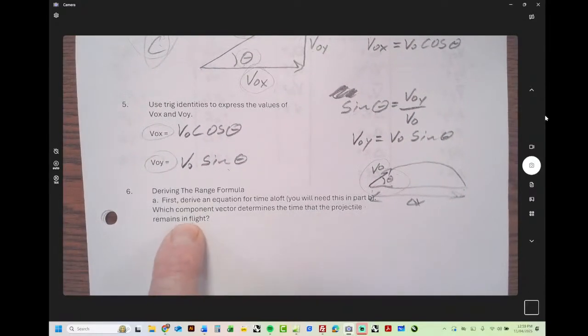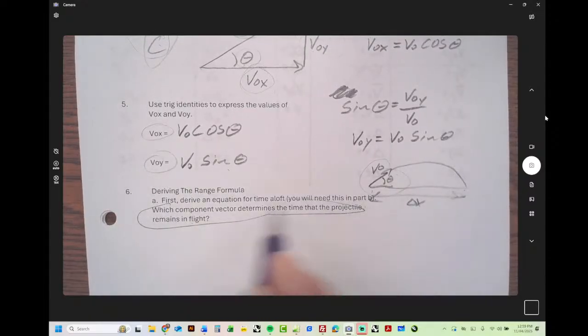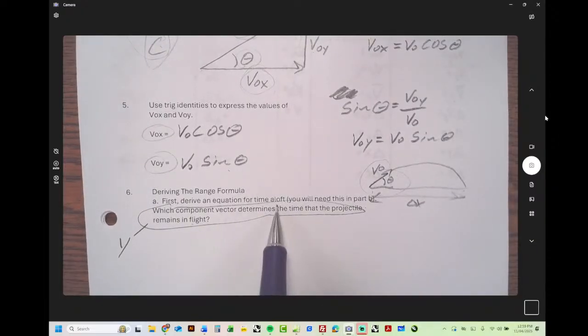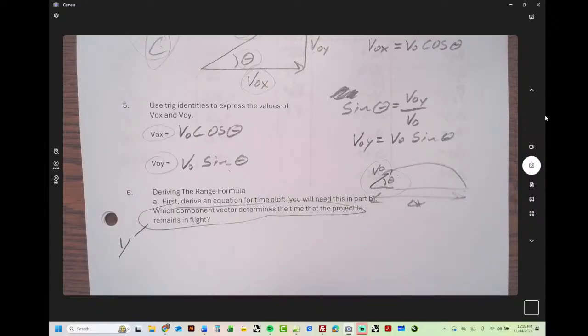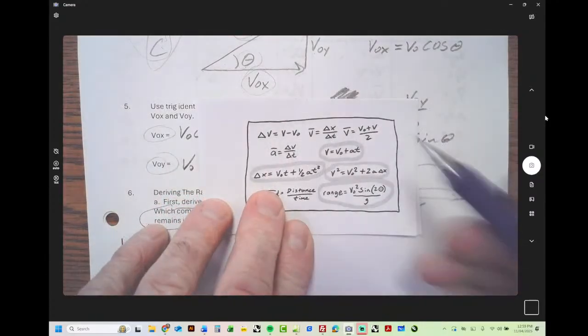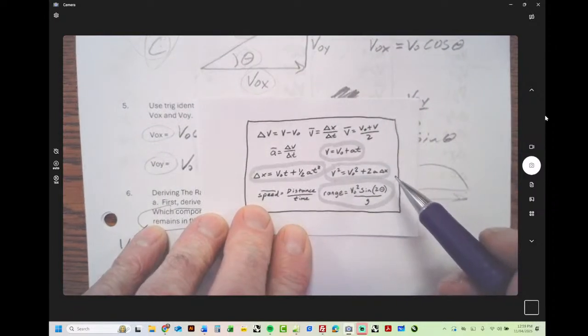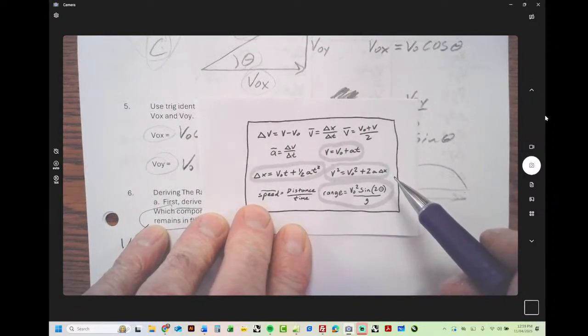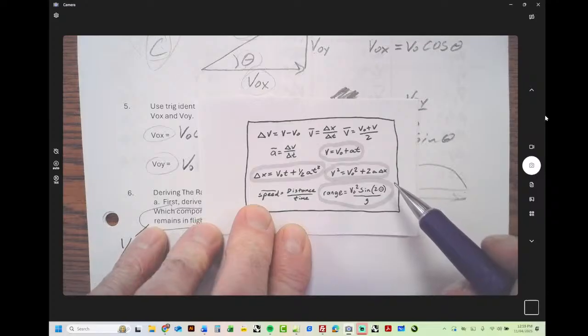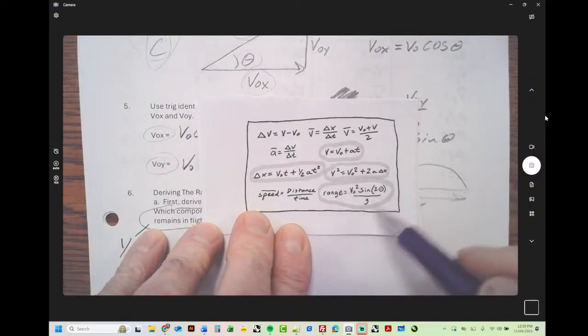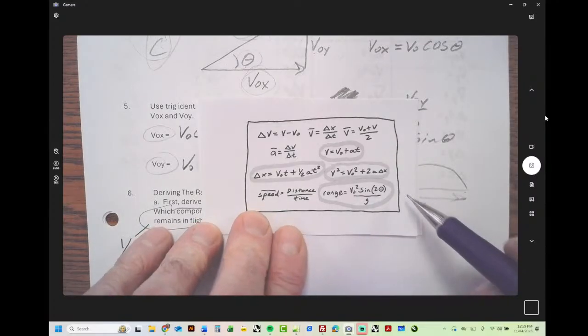So what I want to do first is answer this question. The answer is y. But I want to make an equation for time aloft. And I'm going to get out the formulas which are on the previous page, and I'm going to use one that I showed you earlier but we haven't used before. Can you use the range formula? That's what we're deriving. Well, yeah, you probably could. But the whole point is to pretend we don't have the range formula and show you how to come up with it.